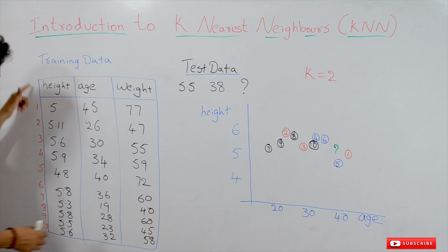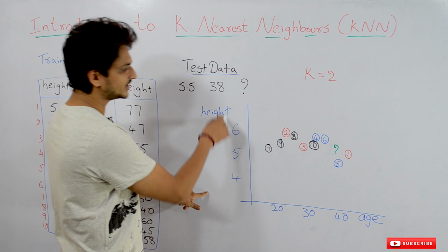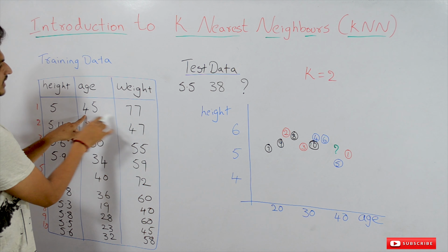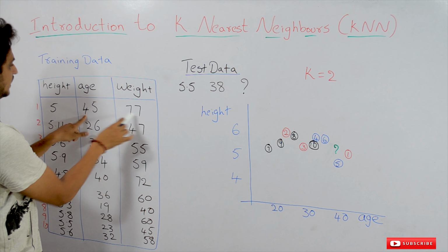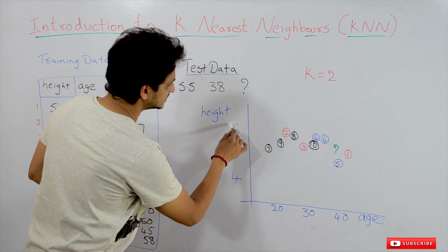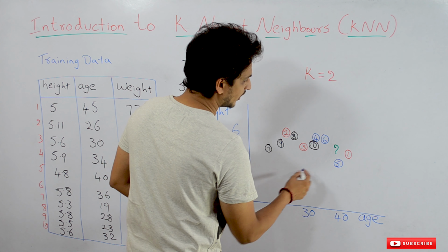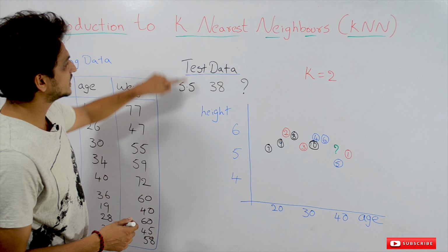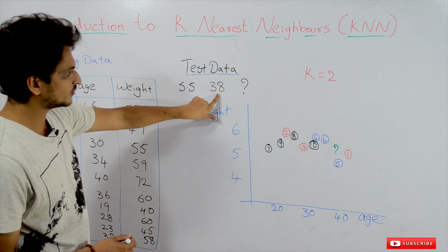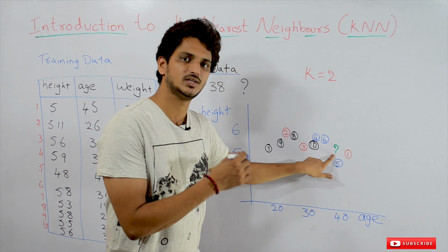Here how many points do we have? 10 data points. Age is taken on the x-axis and height on the y-axis. For example, at height 5 and age 45, the weight is 77. So we plotted this input data: first point, second point, third point, like this, all the 10 points. What we have to identify here is for height 5.5 and age 38, what is the weight? That point comes here. Our testing point comes here.